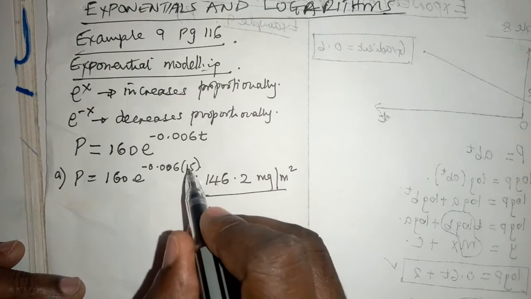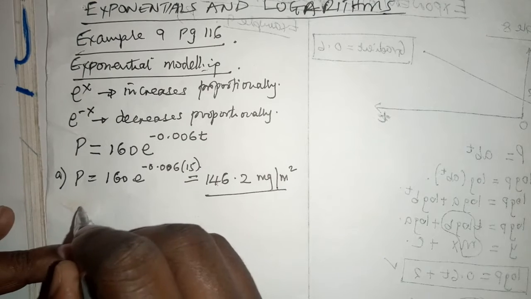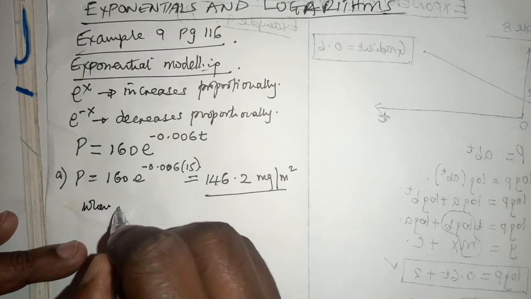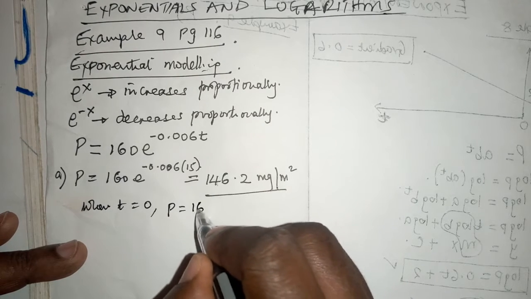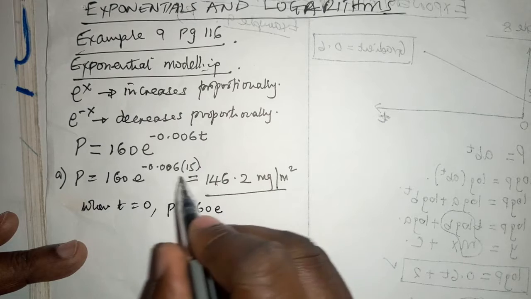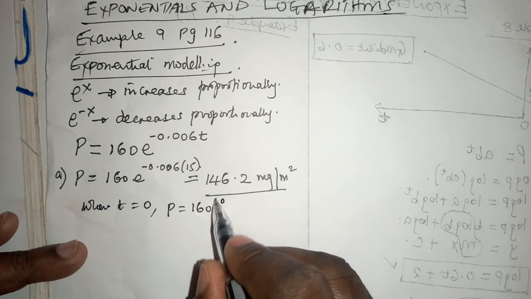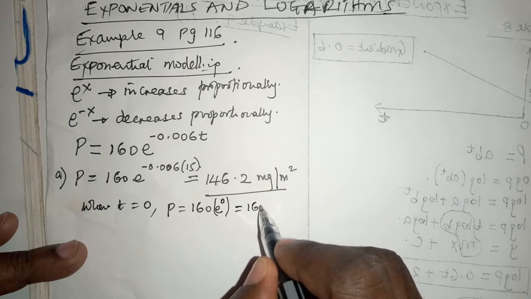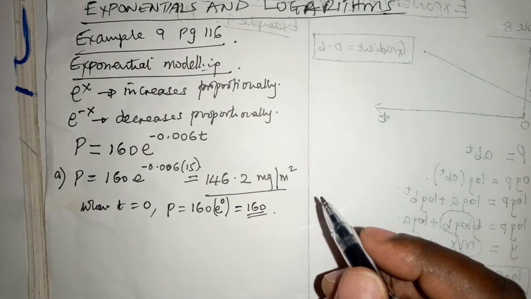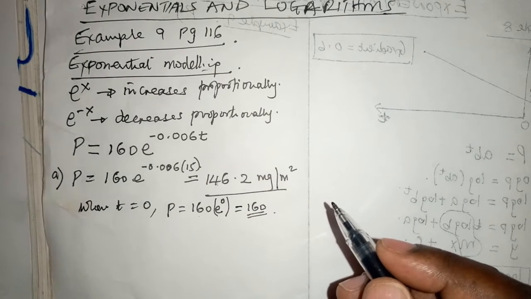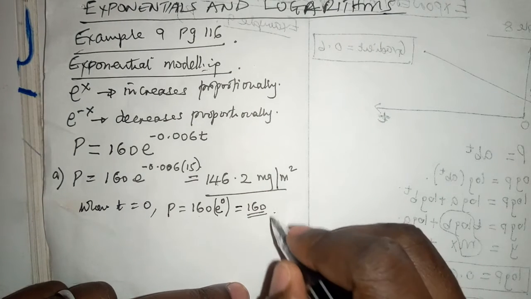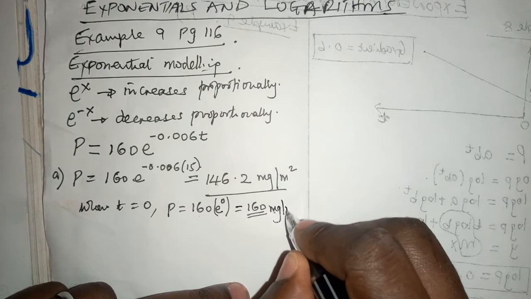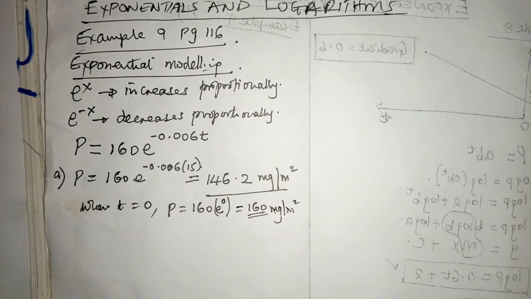And it can only be 1 when t itself is 0. So when t is equal to 0, the population is 160 multiplied by e raised to power 0, and this is obviously 1, which is 160. So the meaning of 160 in our model is that 160 milligrams per meter square is the initial density of the pesticide.